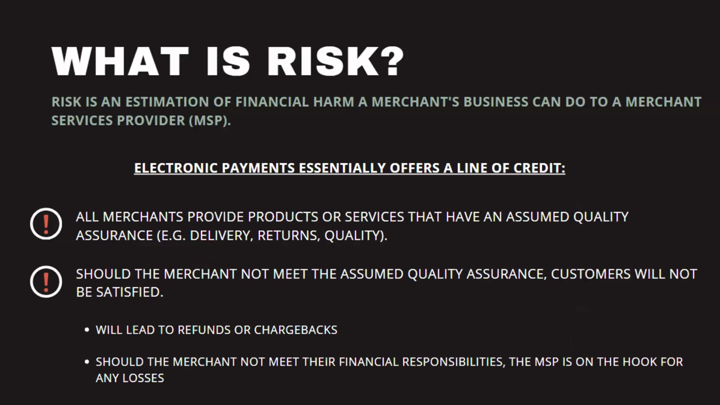It's an estimation or actual financial harm a merchant's business can do to the merchant provider. At EPI, we are essentially offering a line of credit. All merchants provide products or services that have an assumed quality assurance. That means the merchant will deliver a product on time, accept returns for the product, and guarantee the quality of the product. If the merchant does not deliver the product on time or at all, does not accept returns, or produces a below average product, customers will not be satisfied, which results in refunds, or worse, chargebacks.